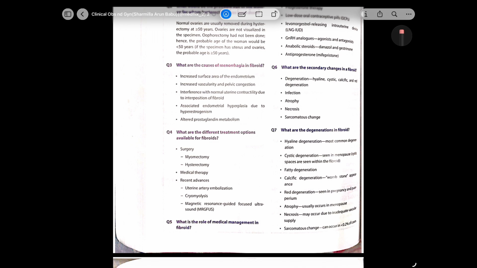What are the secondary changes in a fibroid? Yes, this is something they ask all the time. Degeneration. So there can be degeneration, hyaline degeneration, cystic degeneration, calcific degeneration, and red degeneration. There can be infection in the fibroid. There can be atrophy, necrosis, sarcomatous change, cancer.